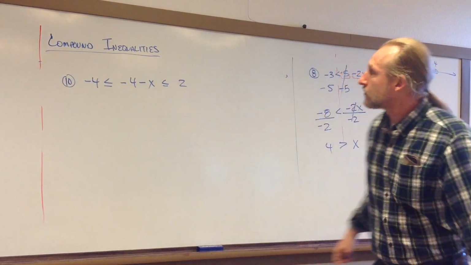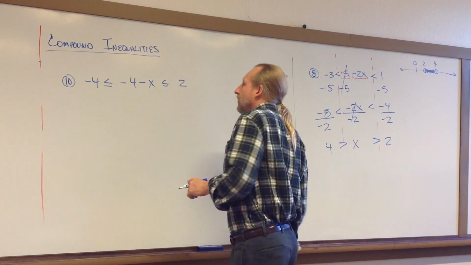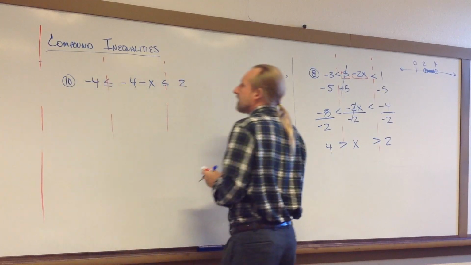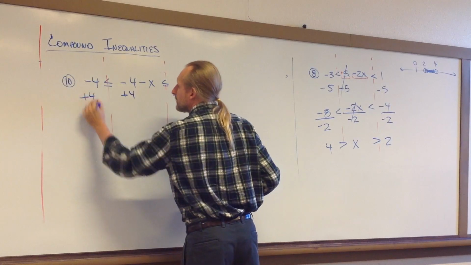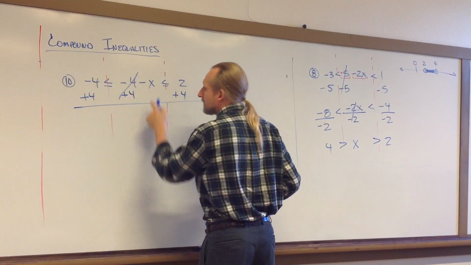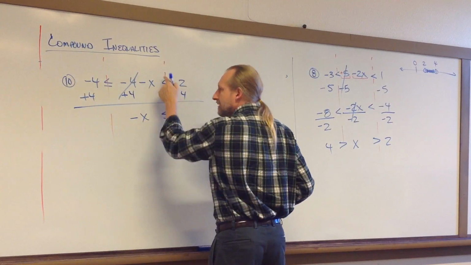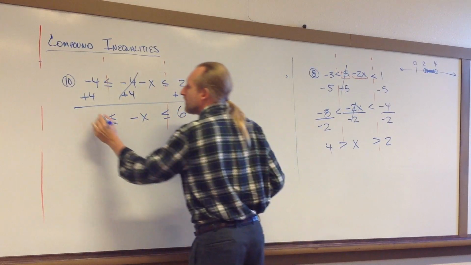All right, so again, we want to get this -4 out of the way so that we can get the x by itself. That means we're going to need to add 4 in 3 different places. Those cancel out. This will be a -1x. We haven't done anything to flip these around, so they stay the way they are. This will be 6. That'll be 0.